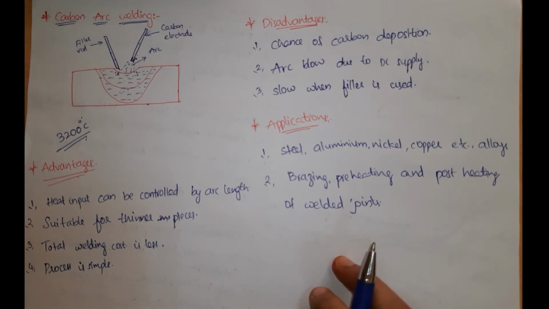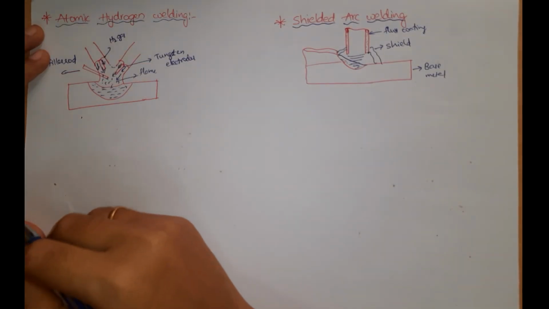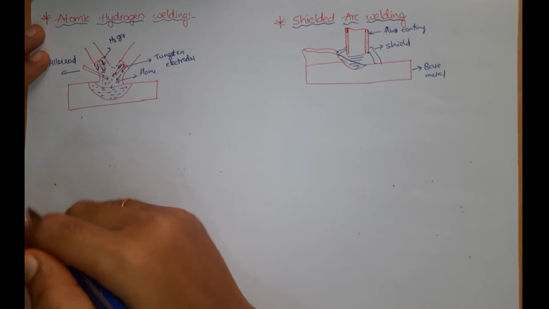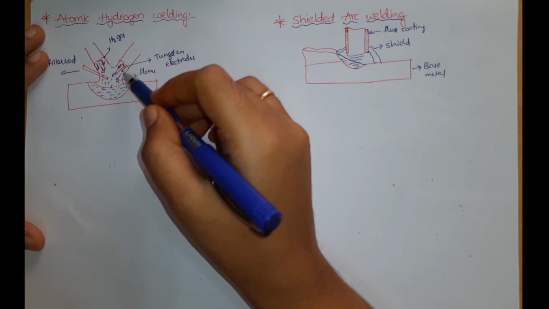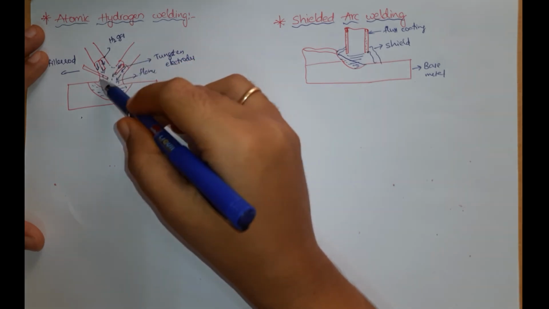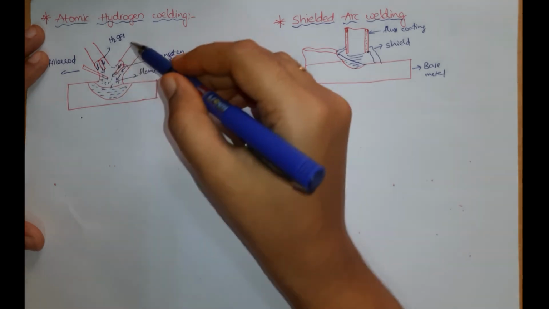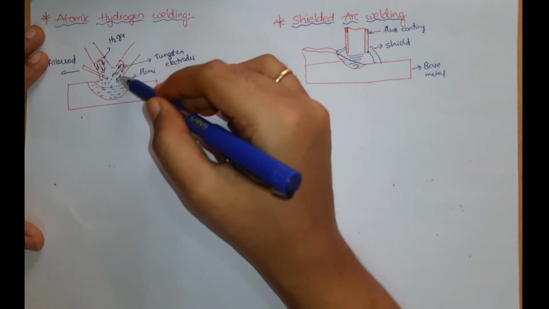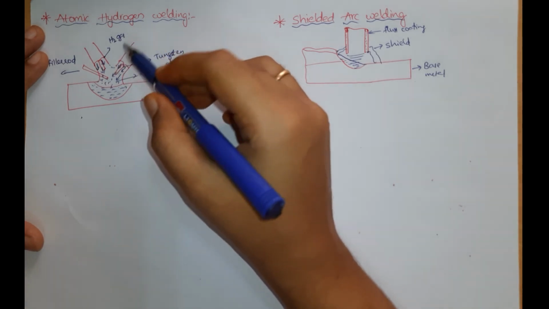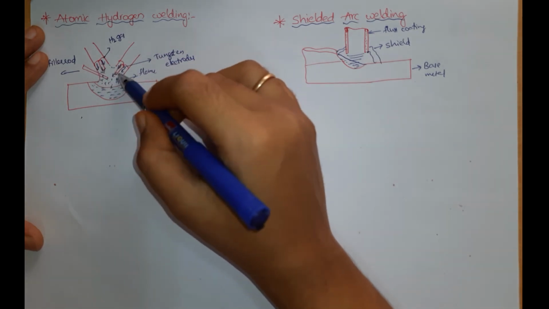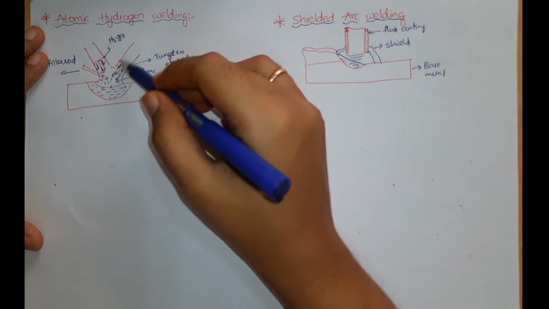This is all about the carbon arc welding. Now coming to atomic hydrogen welding, it is a welding process in which welding is brought about by an arc struck between two tungsten electrodes while a stream of hydrogen gas is passed through the arc and around the electrodes. So here are the two tungsten electrodes which are placed in metal tubes.